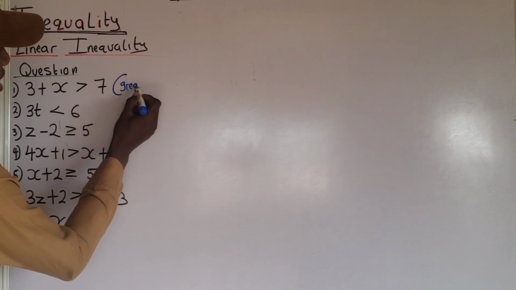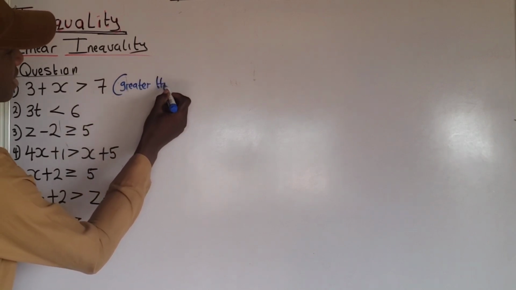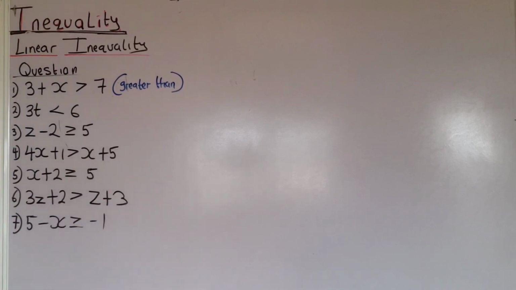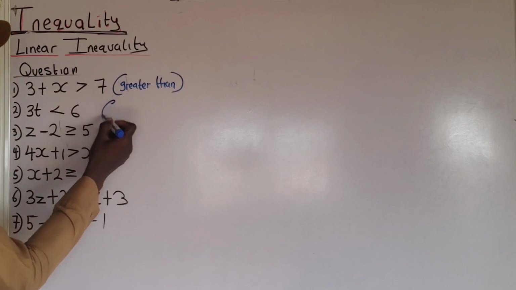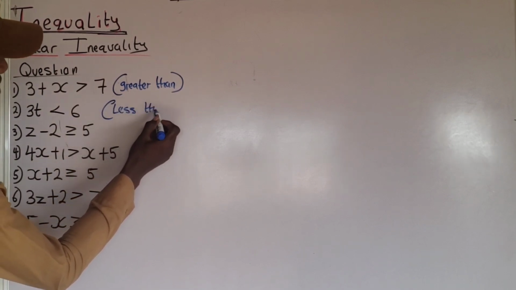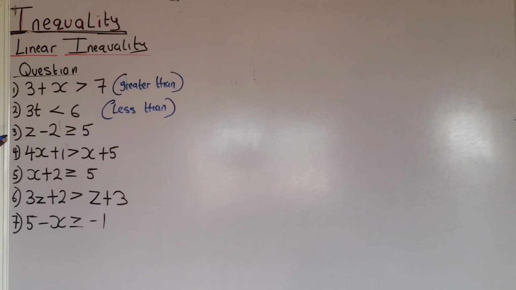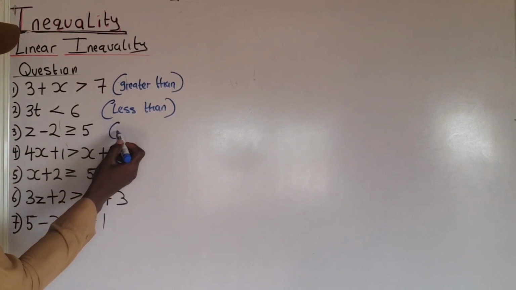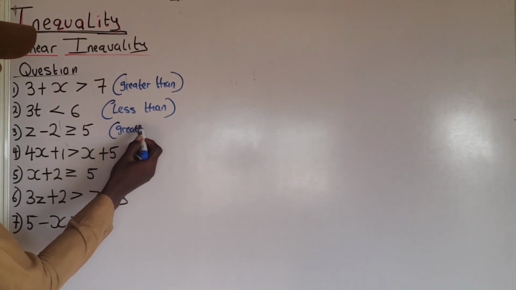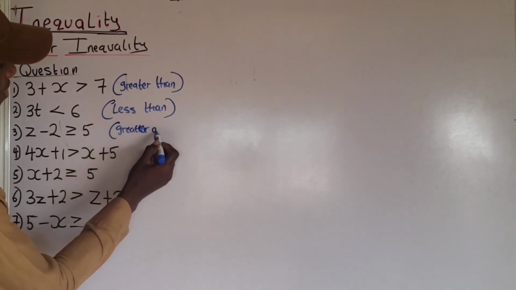If you were part of our previous class, you will know that the sign is greater than sign because I took time to explain. Now look at the second question. Which sign is present? What's the name of the inequality sign that is present in the second question? The sign is less than. Then let's proceed to the third. What is the name of the inequality sign that is present here? The name is greater than or equals to.